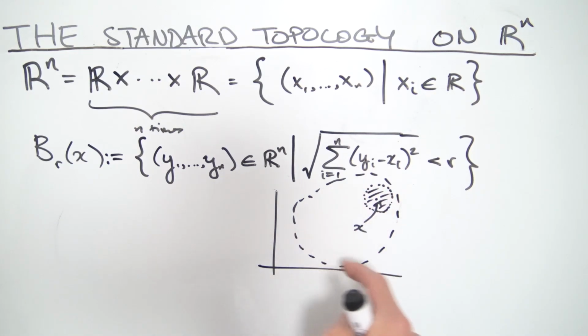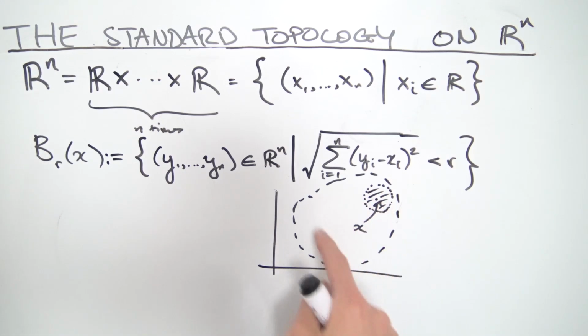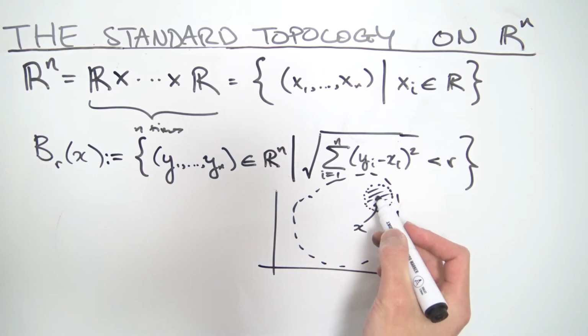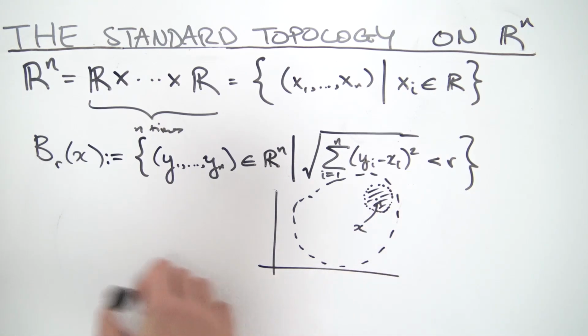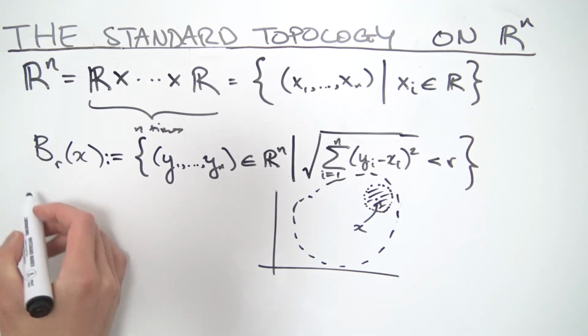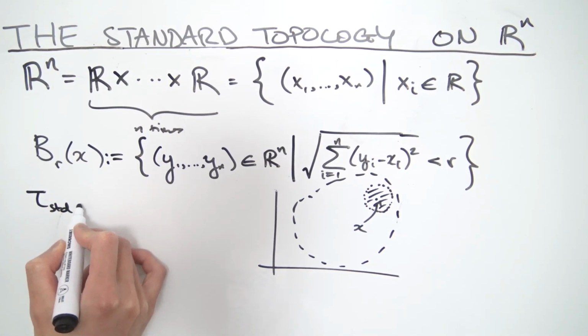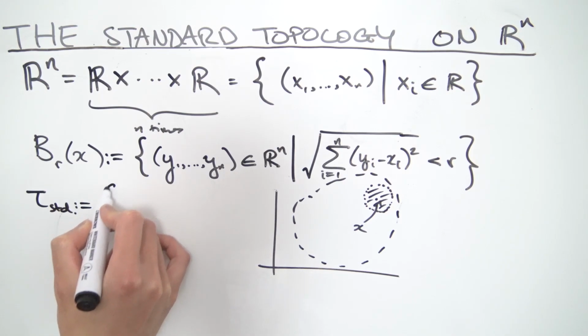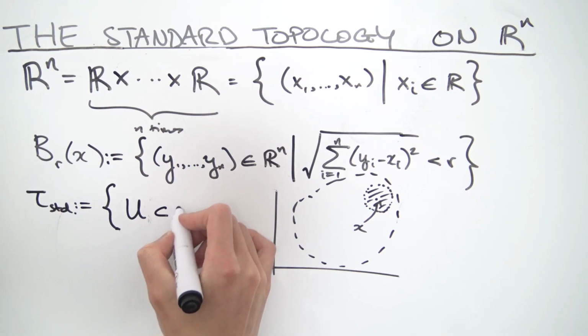We know that every single open set in our topology has the property that for every single point in that set we can construct some kind of small neighborhood, which means that we can construct some kind of small ball around exactly this B_r(x). So the way we're going to define the standard topology is as the set of all subsets U in Rn.